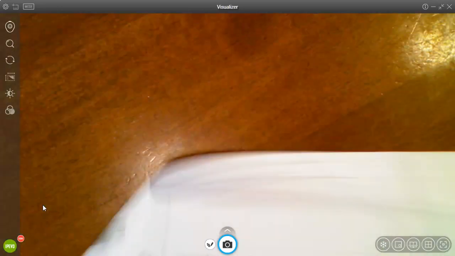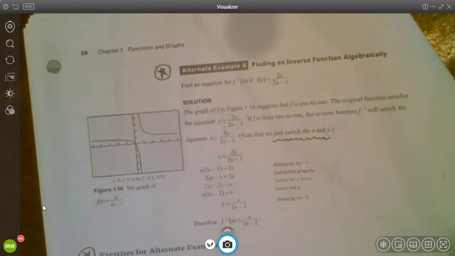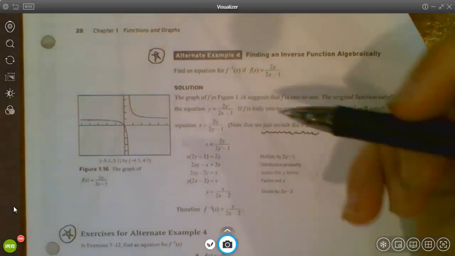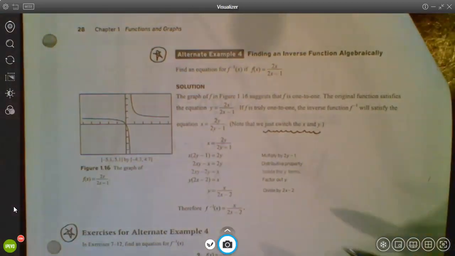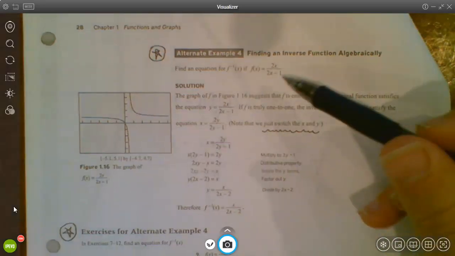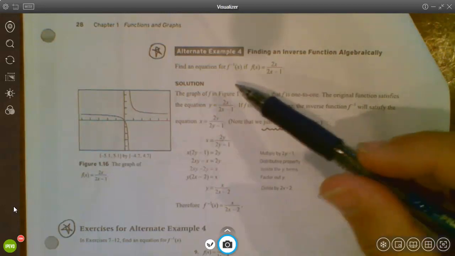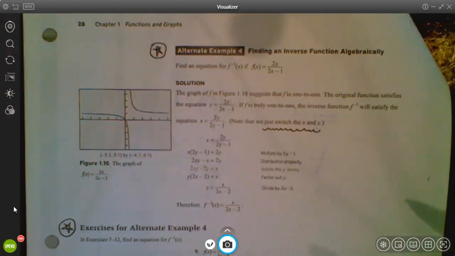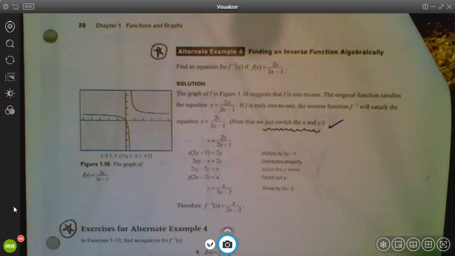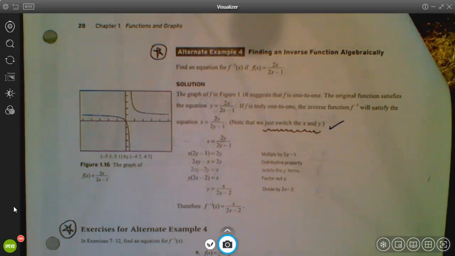So let me jump over to these last couple examples here. For this one, it's telling you how do you find an inverse function algebraically. So we're not looking at a graph right now. They're just saying, here you go, here's f of x. So what is the inverse of f of x? Really simple process. It's just 2 steps that you need to know. Step 1, switch x and y. So they're just going to trade places.